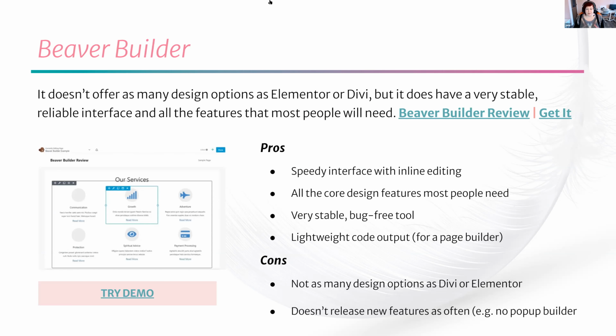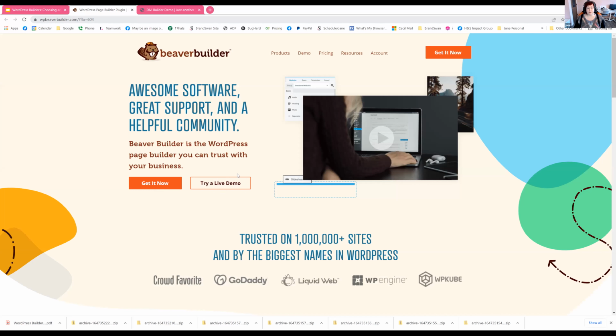All right, Beaver Builder, super speedy. It's very easy to use, not as many options, but I also have a demo here for you guys. So when you get this, you can actually check it out. Now, I gave you a lot of resources here so that you could definitely go through and see which ones are most important to you. What are your must-haves? So step one, what are your must-haves when you're building a website? And then work backwards from there.